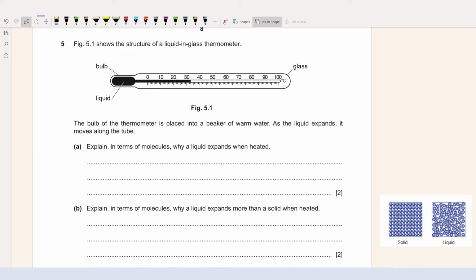Question number 5. Figure 5.1 shows the structure of a liquid in glass thermometer. The bulb of the thermometer is placed into a beaker of warm water. As the liquid expands, it moves along the tube. Explain in terms of molecules why liquid expands when heated. So we can write here molecules gain kinetic energy. Therefore, the liquid expands.